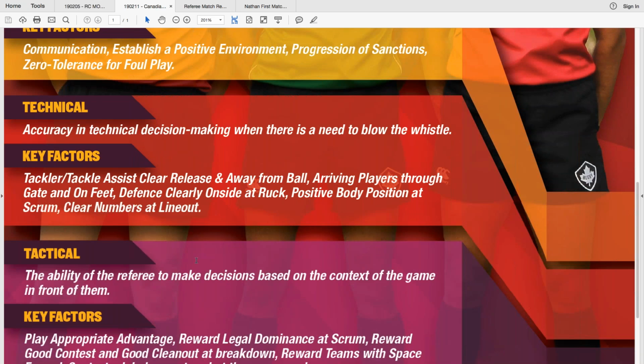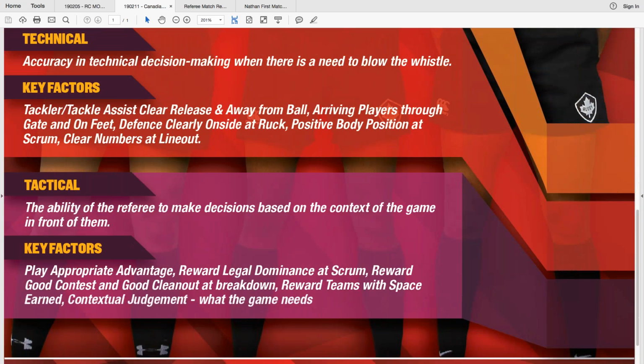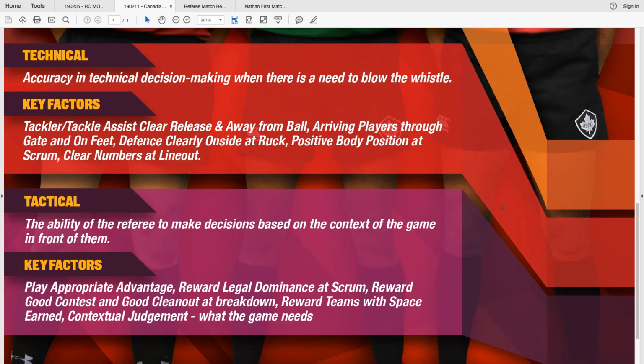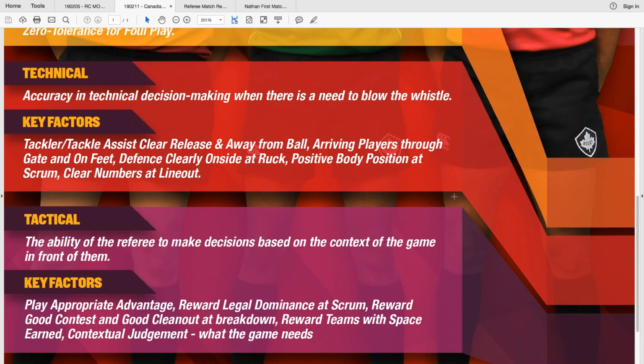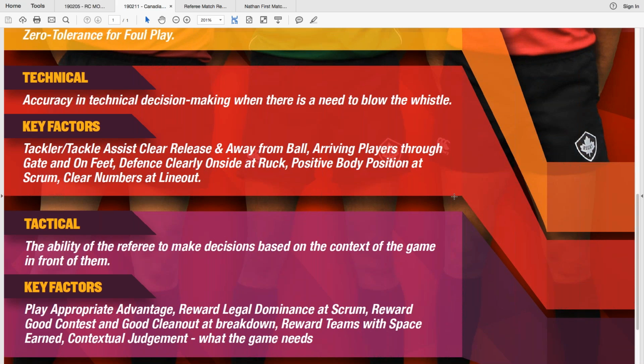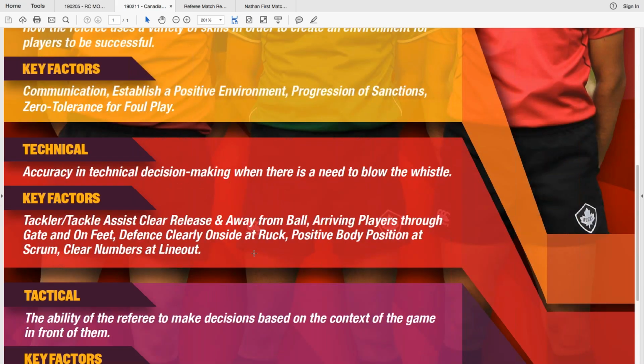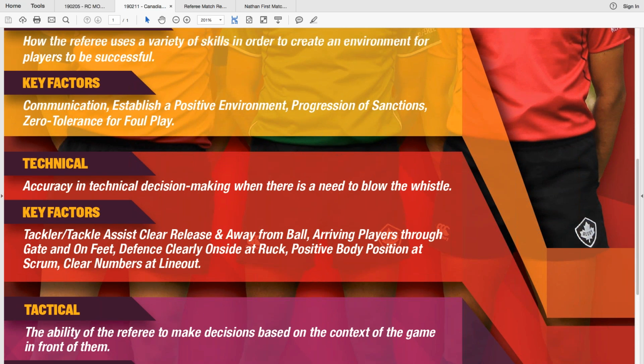There we go. All right, so under each of these 3 pillars, we have a bit of a description as to what it is we're looking for from the referee here, or what is the purpose or meaning of tactical decision-making, right? So we described it as the ability of the referee to make decisions based on the context of the game in front of them. From a technical perspective, our accuracy in technical decision-making when there is a need to blow the whistle, right? And then finally, under game management, how the referee uses a variety of skills in order to create an environment for players to be successful.